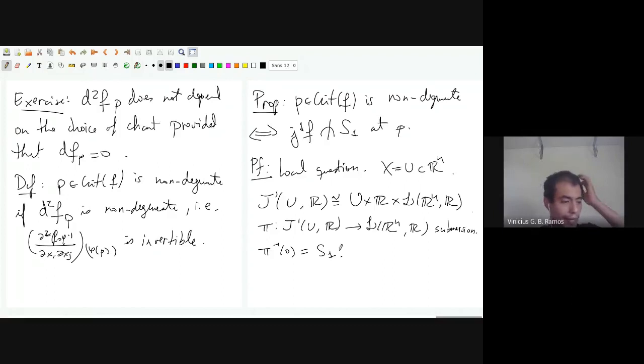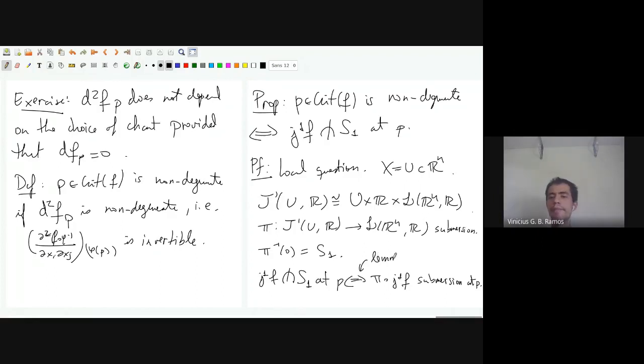Now we apply a lemma that we proved last week, which is that j1f is transverse to S1 at p if and only if, when I compose this one-jet with the submersion, the composition is a submersion at p. This is some lemma from last week. It's kind of straightforward from the definition of transversality. You just write it down.